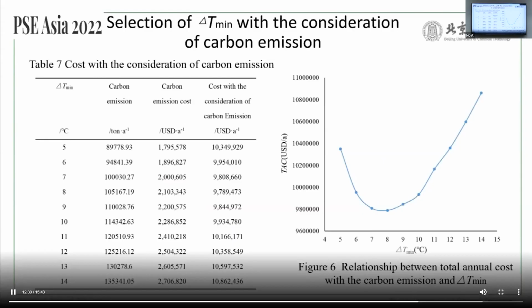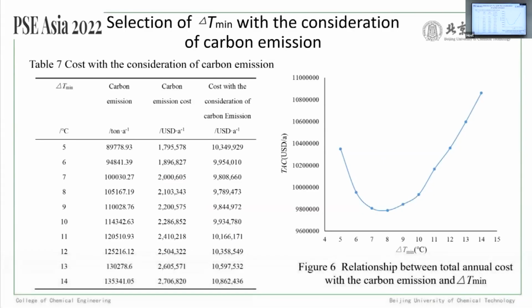Figure 6 shows the total annual cost graph obtained by the pinch point method after introducing the carbon emission target, and its optimal suitable minimal approach temperature is 8 degrees Celsius. The annual carbon emission of the heat exchange network obtained after introducing the carbon emission target is 4.42% lower than the heat exchange network obtained by the traditional pinch point method, and the corresponding annual carbon emission can be reduced by 4,816.56 tons. Meanwhile, the total annual cost is 0.56% lower.